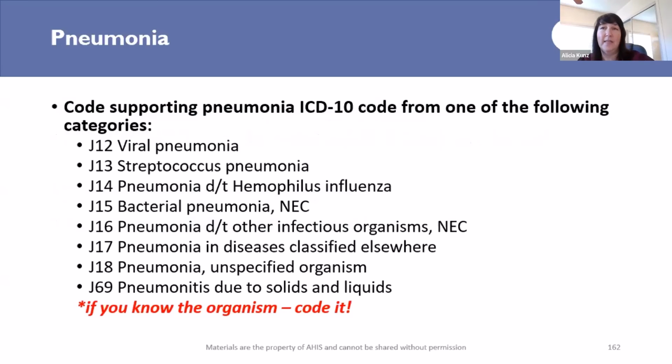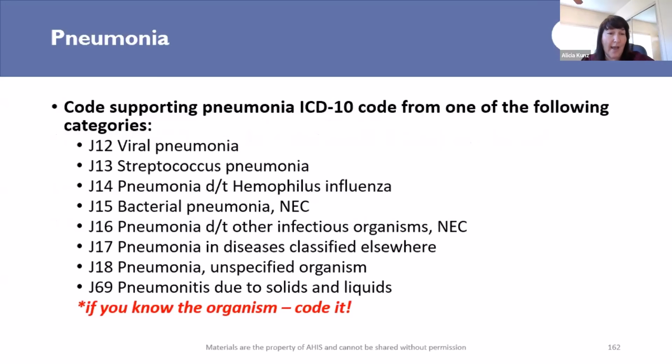So a lot of times I like to say, hey, what's the code for pneumonia? I'll ask somebody, and their first thing out of their mouth is going to be J18.9. True, that is the default pneumonia code. So when you look at pneumonia in your alphabetic index in your code book, it's going to say J18.9, which is pneumonia unspecified organism. But as you can see on the screen here, we have a lot of different types of pneumonia. J12 for viral, J13 for strep, etc.